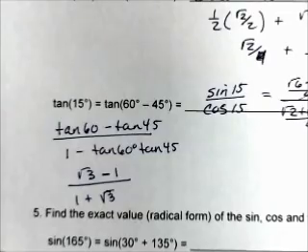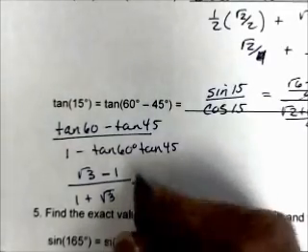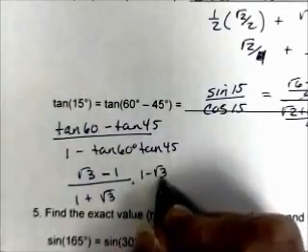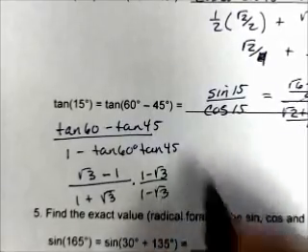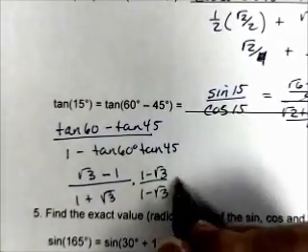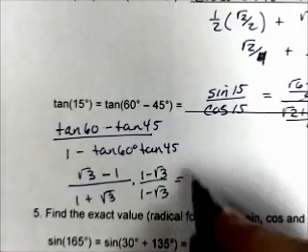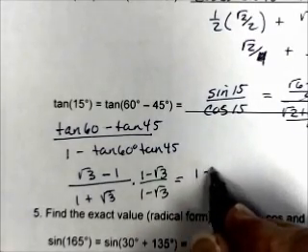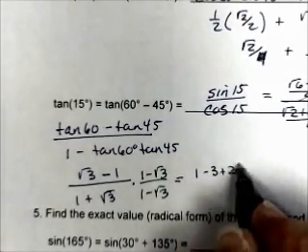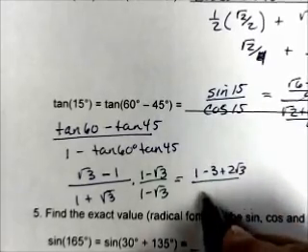And then we would have to rationalize this by multiplying by 1 minus the square root of 3 over 1 minus square root of 3. Okay, so this is going to be 1 minus 3 plus 2 square root of 3 all over 1 minus 3.